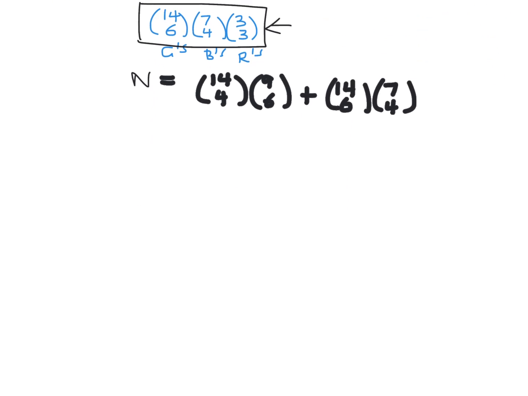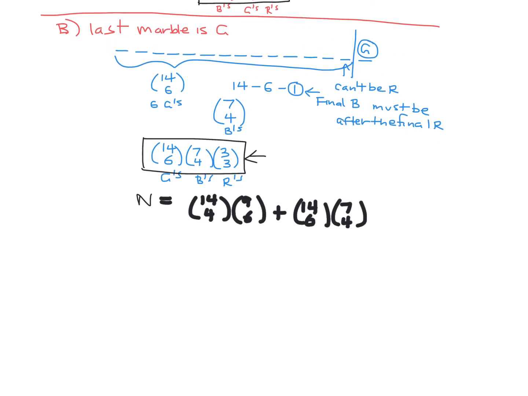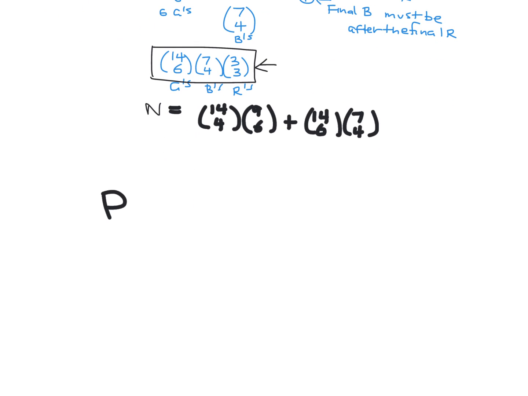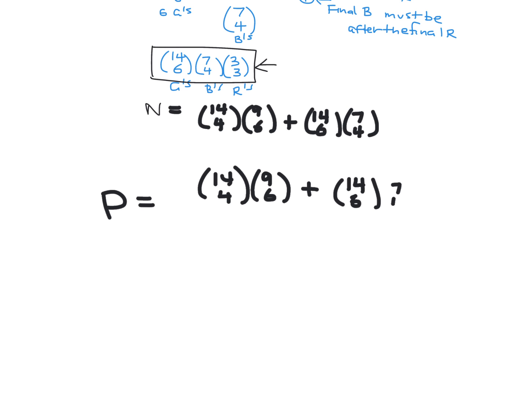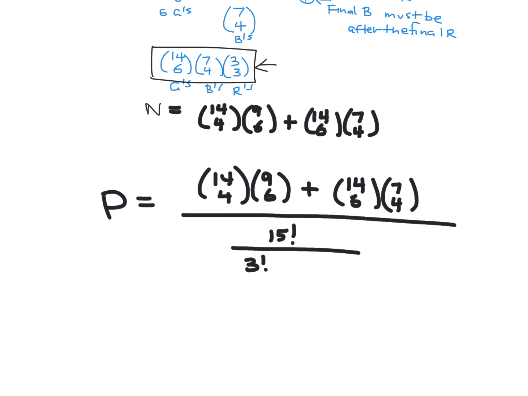So when it's all put together, we basically have the following. The probability is 14 choose 4, 9 choose 6, plus 14 choose 6, 7 choose 4, all over the denominator, which I had previously calculated as 15 factorial over 3 factorial times 5 factorial times 7 factorial. I'll let you crunch out these numbers, and when you do, at the very end you will get 21 over 40.